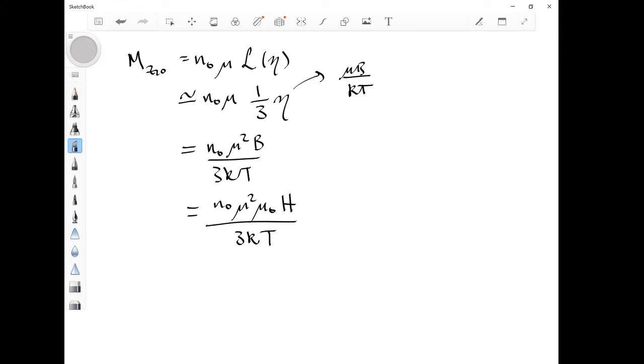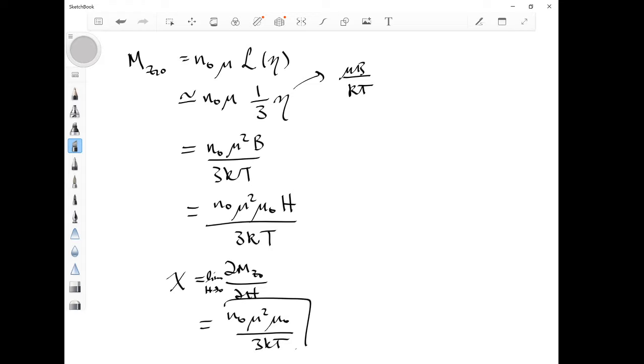And so in the limit for finding the susceptibility chi, we just take this derivative of m naught with respect to that, and we find the limit as h goes to 0, and so this is just equal to n0 mu squared mu naught over 3 kt. And so that's our result there.